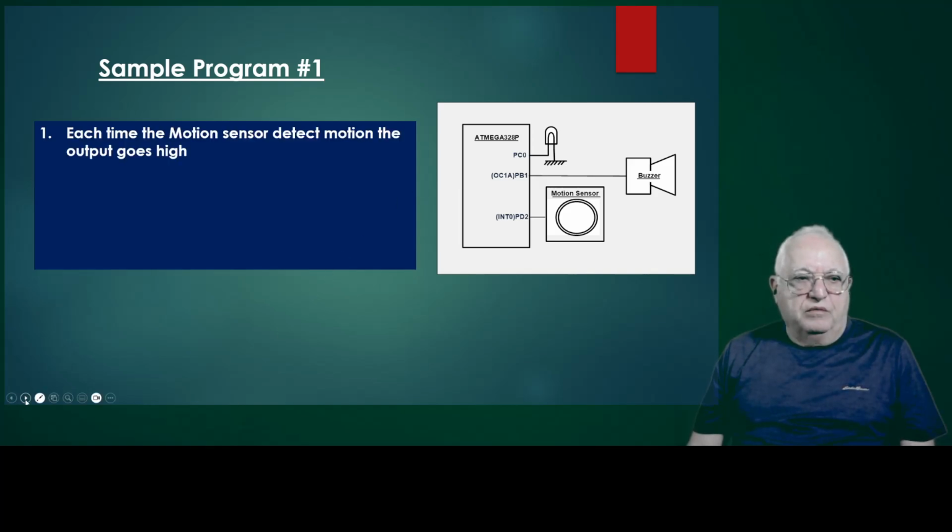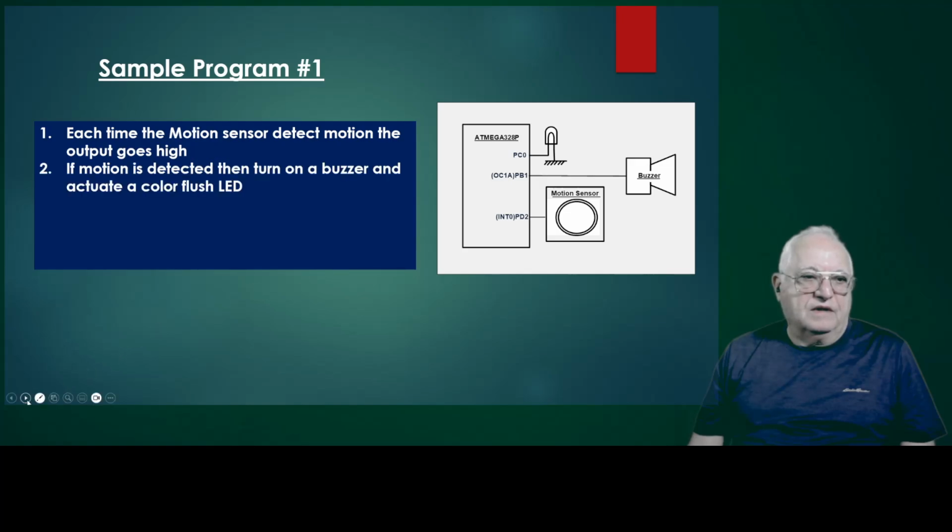So let's see sample program 1. Each time the motion sensor detects motion, the output goes high. If motion is detected, then turn on the buzzer and actuate the color LED. So if we capture a change, because that means there has been some motion detected, then we're going to fire up our buzzer, and turn on an LED.